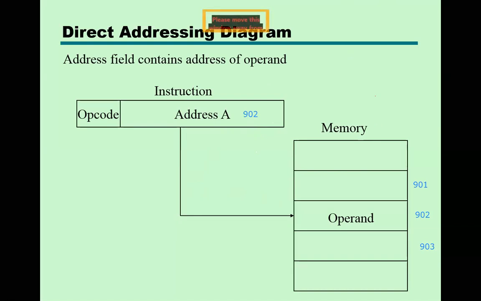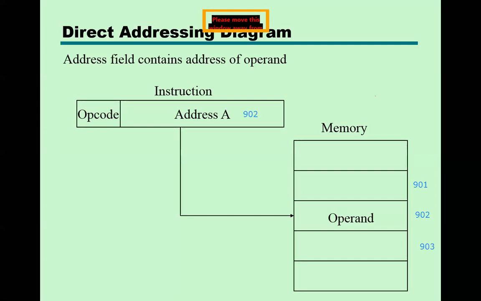So the question arises: how will the computer come to know whether this is an address or a number? Because 5 is a number, and 902 is also one kind of number. So in the instruction, a few bits are available which inform the computer of the type of addressing mode. The bits are set as per the type of addressing mode, either immediate or direct.